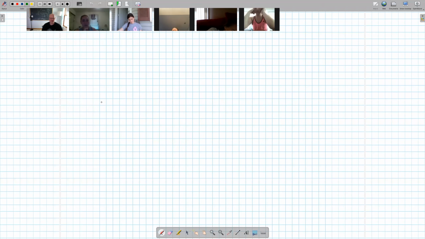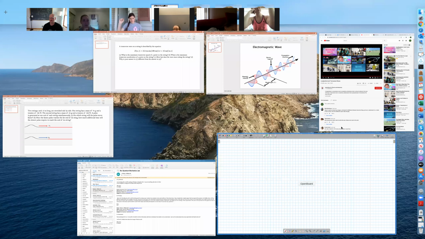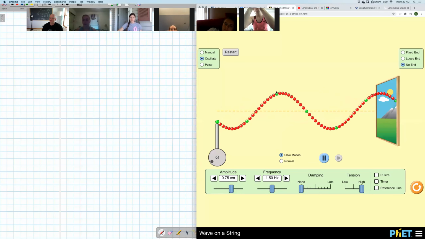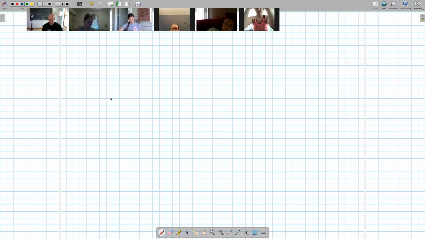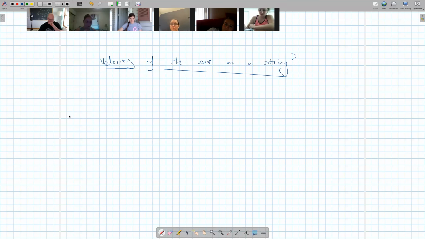So next thing we want to look at is, okay, now we know we have waves. So let's go back to our original demo here. And let's say what I want to know is how fast is this wave moving along the string? So the first thing I want to know is what is the velocity of the wave on a string? So this is the first thing we want to know. So how do we do this?